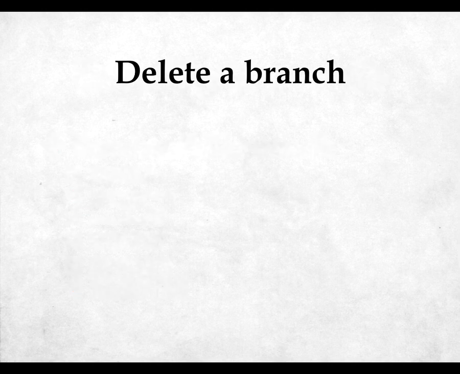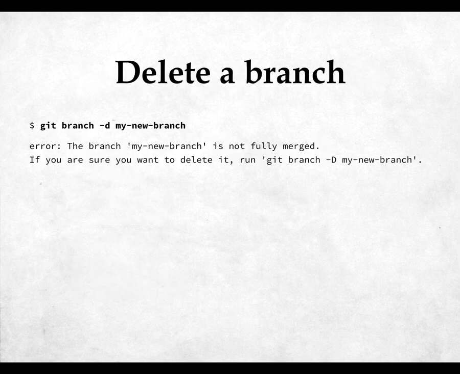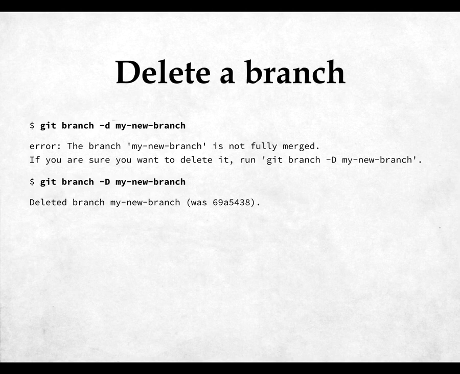If you've got a branch you want to get rid of, simple git branch minus d. If you do it with a branch that's not merged into the current branch, it'll tell you. But it does tell you how to do it if you're really sure that you want to get rid of it. Just use a capital D, and then it will just throw it away. You'll notice it says what the SHA was of that branch. You might wonder why that's useful. It turns out it doesn't actually delete it, as we'll see later.